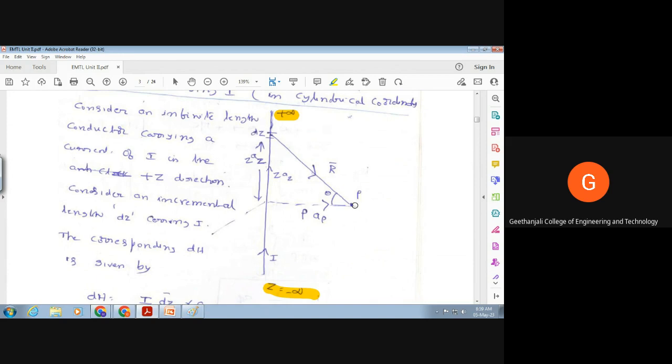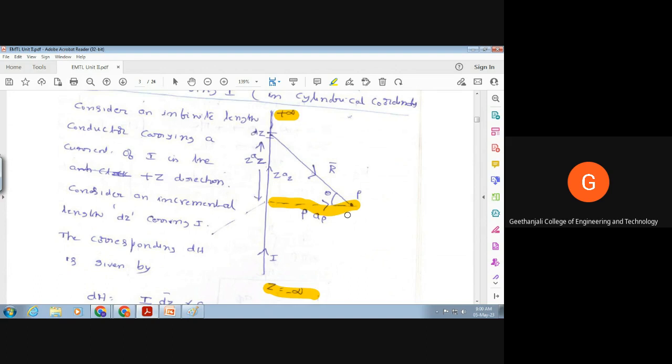At a given point P, which is at a distance of rho meters, what is the expression for the magnetic field intensity in cylindrical coordinates? That means we need to express the magnitude in terms of rho, phi, z and the direction of the magnetic field intensity in terms of a rho, a phi, a z.